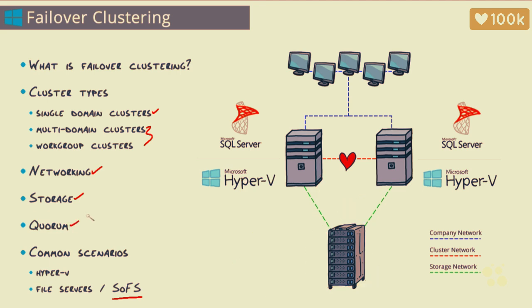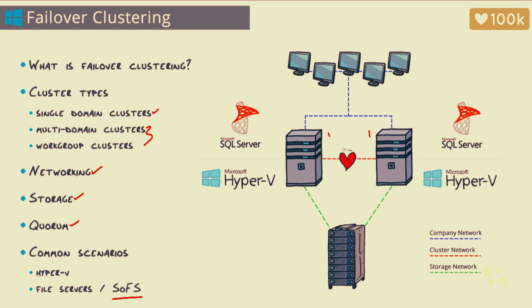Next up, we have the concept of quorum. Quorum is the number of failures that our cluster can withstand before shutting itself down. Now, how this works is every single node in our cluster has a vote. And as long as our cluster maintains 50% of the vote plus 1, it will remain active. If it ever falls below that threshold, the cluster service will shut itself down.